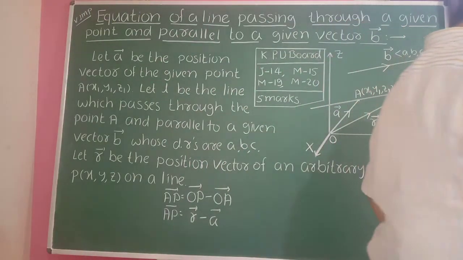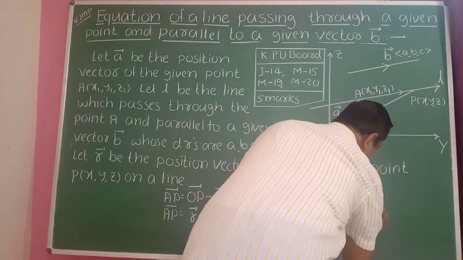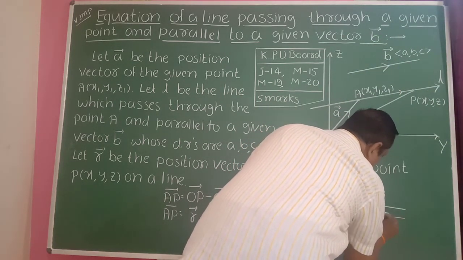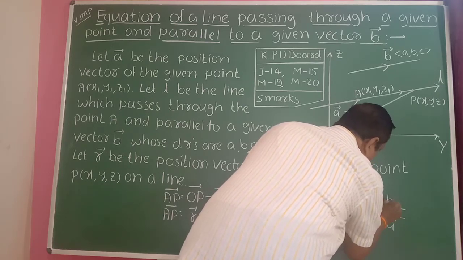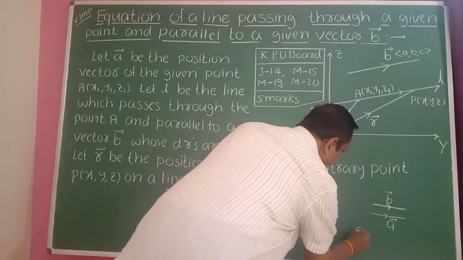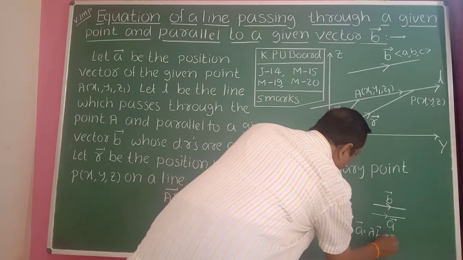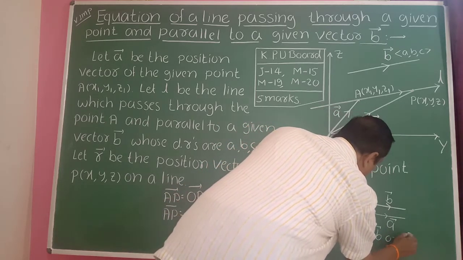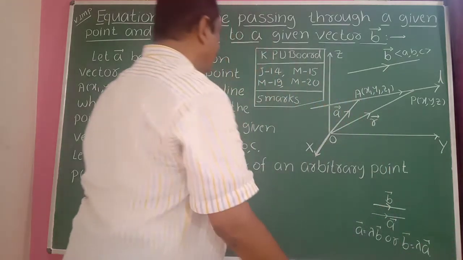So next you know that two vectors are parallel if this condition is satisfied. So look here, this is one vector a bar, and this is one more vector b bar. Here a bar and b bar are parallel, therefore a bar is equal to lambda into b bar, or we can take b bar is equal to lambda into a bar here.